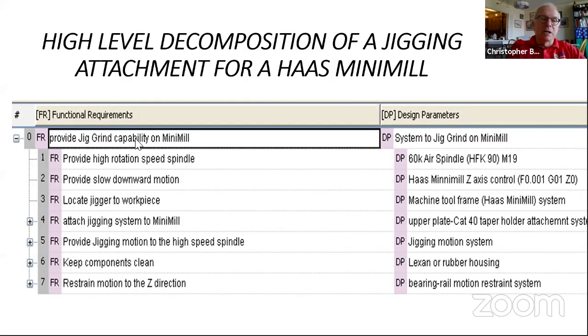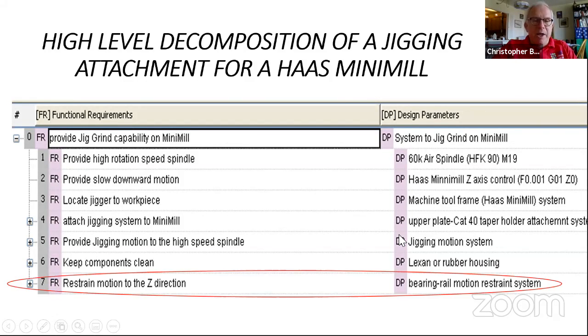And so here we are decomposing it, provide jigging grind capability on a mini mill. And so we had 7 upper level FRs corresponding to 7 DPs. To maintain independence, each FR needs its own DP, and we can't reuse one because then we lose independent adjustability. So let's take a look. Now we'll further decompose FR7.